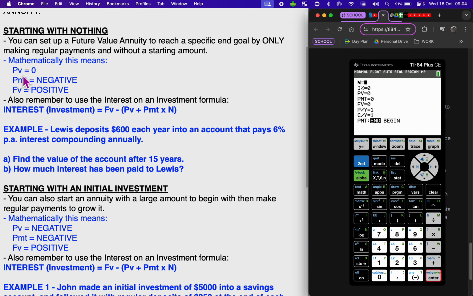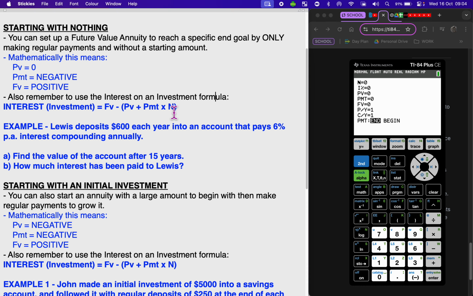If you're putting regular payments into the bank, where is that money going? It's going from you into the bank, so PMT is going to be negative. You're trying to grow this account to some large amount of money that the bank pays you at the end. Therefore, FV is going to be a positive number, because that's what you're going to get paid at the end. That's how an annuity that starts with nothing works.